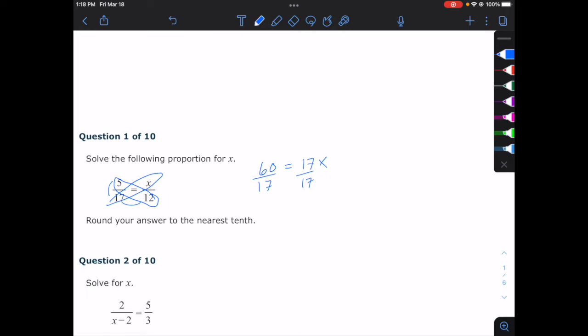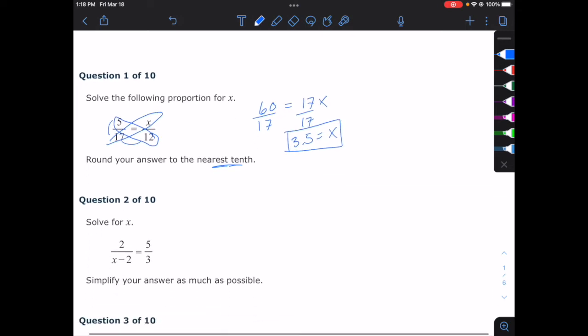And when we do that, 60 divided by 17 is, to the nearest tenth, 3.5. So 3.5 equals x. You would have gotten 3.5, 294, and on, but that is our answer for x.